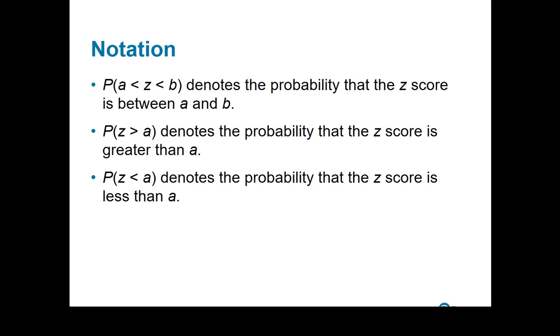So I've been using this notation already, but this is just showing us a notation if we want to have the probability between two values, A and B. We just denote it as A less than Z less than B. If we want Z to be greater than A, we denote it like that. And if we want it to be less than A, we write Z less than A.